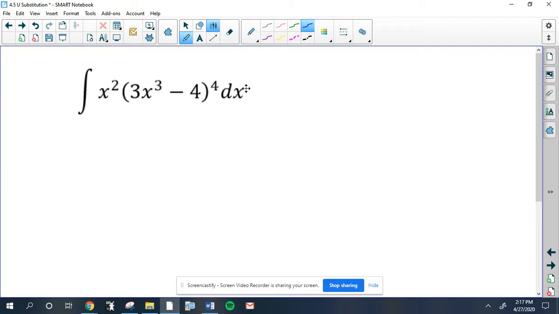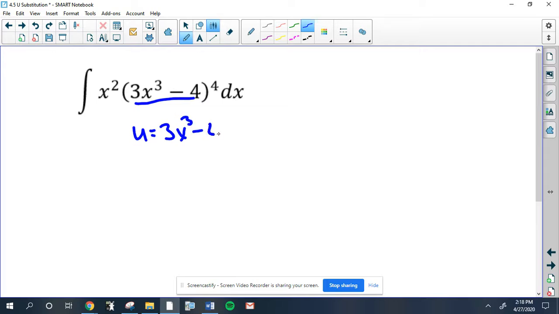I mean, you actually could multiply this out and multiply the x squared through. It's going to take a while, but it's doable. But it'll take a lot of time. So I'm going to let u be this inside function. U equals 3x cubed minus 4.